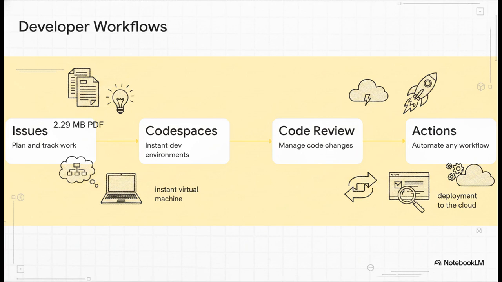Let's walk through this deliberately. If someone wanted to, they could read that 2.29 MB PDF and immediately plan a new application based on it using issues. Then they could click Codespaces. For those unfamiliar, Codespaces spins up an instant virtual machine, essentially an entire, incredibly powerful computer running entirely in your browser window. You write the code there, have your peers review it, and then you use actions. Actions are essentially automated robots doing the heavy lifting, taking your finished code and instantly deploying it out to cloud servers across the globe. The entire lifecycle of software creation is just sitting right there, waiting in the header menu.